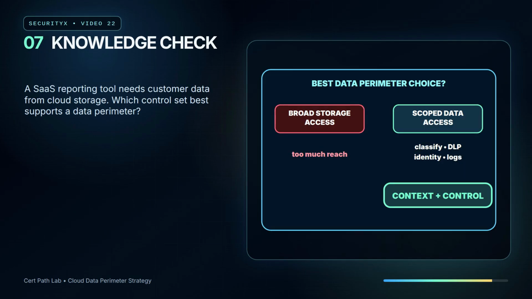Knowledge check. A SaaS reporting tool needs customer data from cloud storage. Which control set best supports a data perimeter? Not a public bucket, a shared admin account, or a blanket network allow rule. Prefer classified data, scoped application access, conditional identity controls, approved device posture, DLP on export, encryption, and logs that show who accessed what data and why.